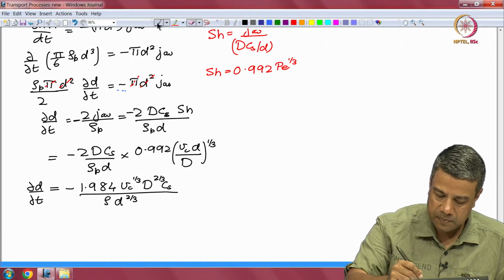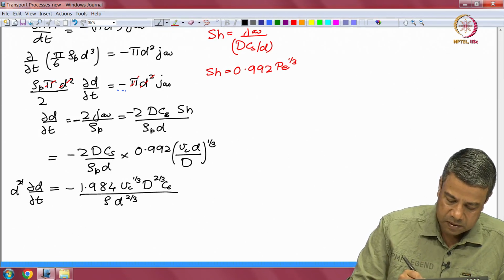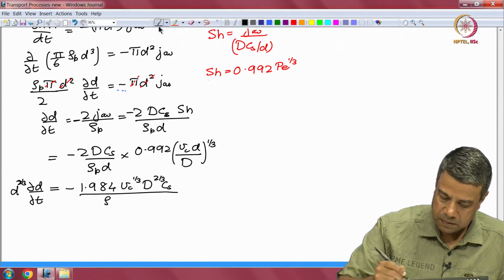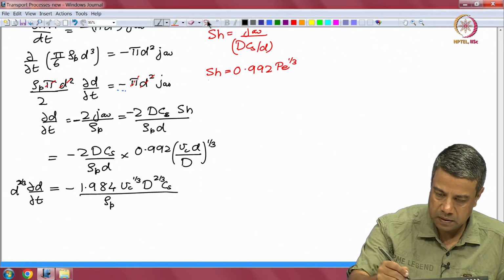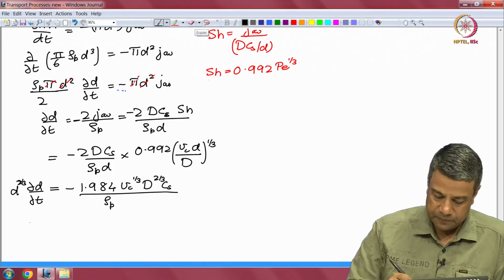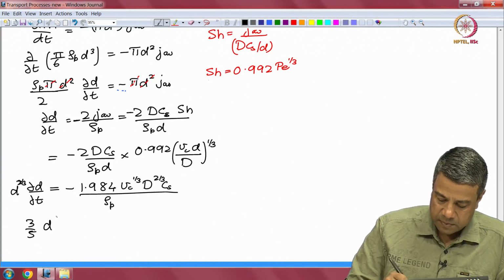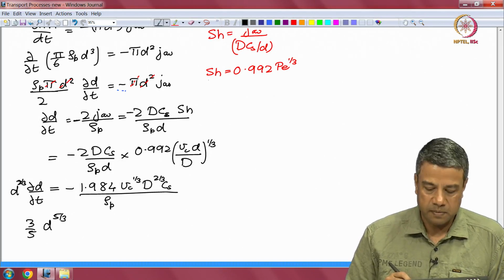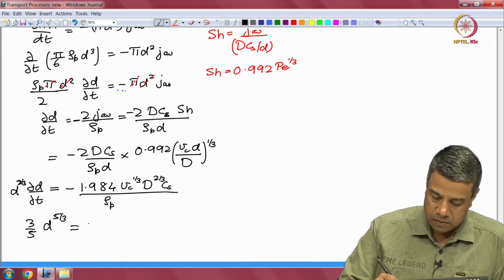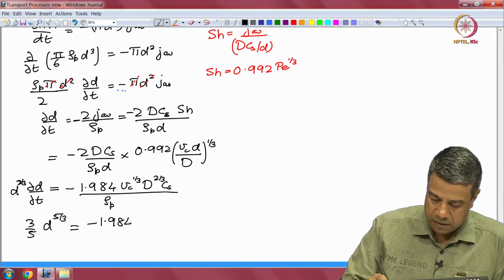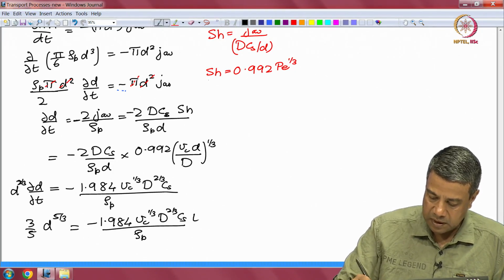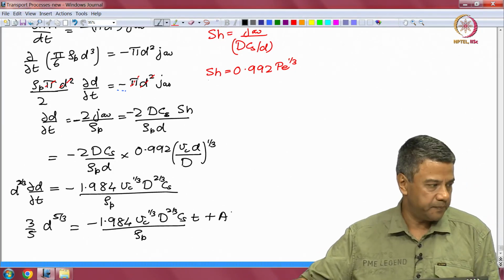And I can take this factor of d power 2/3 to the left side. This is rho p. And I can integrate it once. D power 2 by 3 integral is d power 5 by 3 into 3 by 5, which is equal to minus 1.984 Vc to the 1/3 D to the 2/3 Cs by rho p into t plus some constant of integration A.